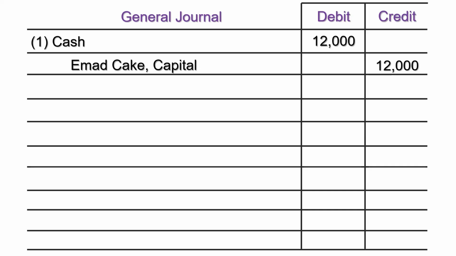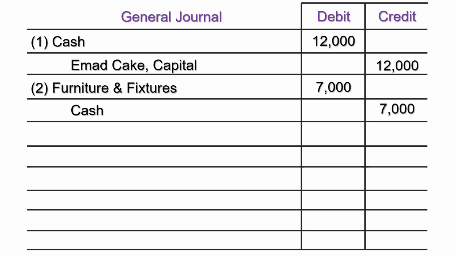In the second transaction, Emad paid $7,000 for tables and chairs. In this case, Emad Cafe purchased new tables and chairs for $7,000. So we debit furniture and fixtures because it's an asset the business now owns, and we credit cash to record the payment. In transaction 3, Emad bought equipment worth $4,000 on account.